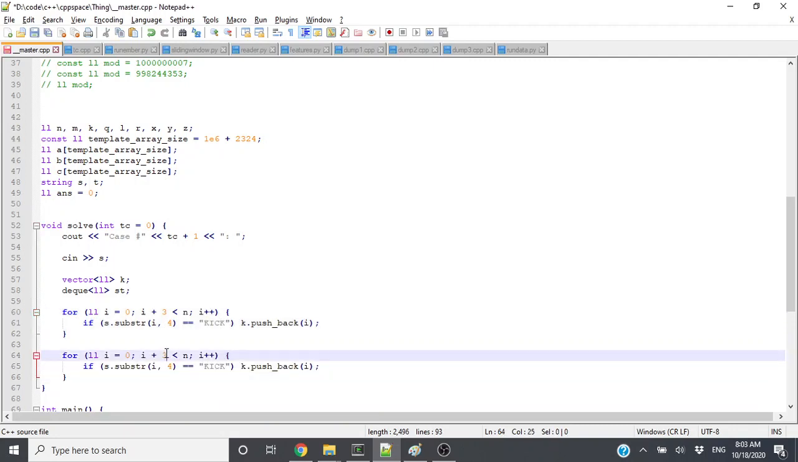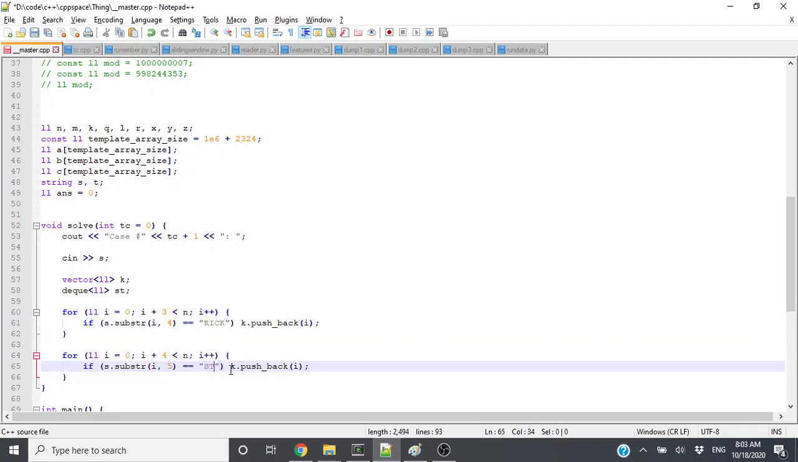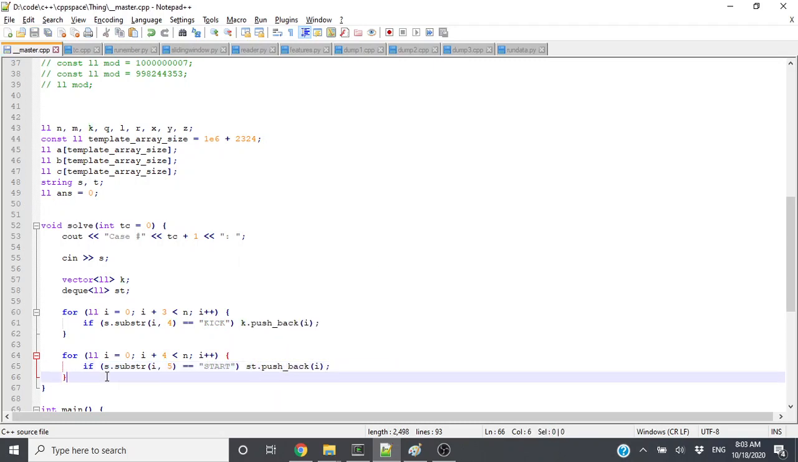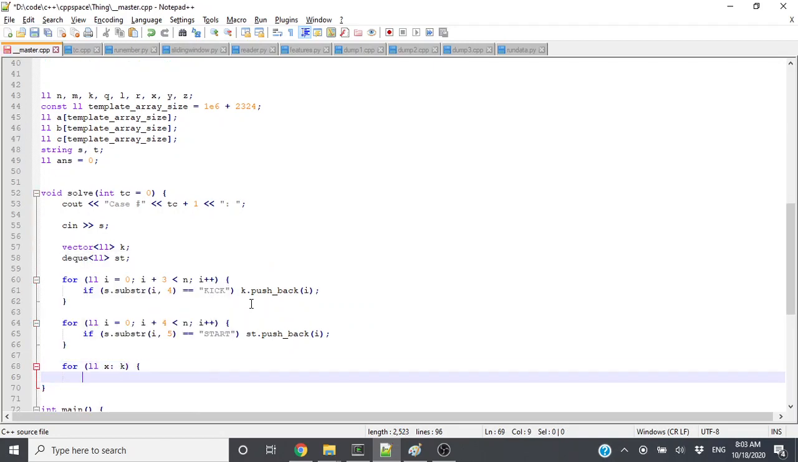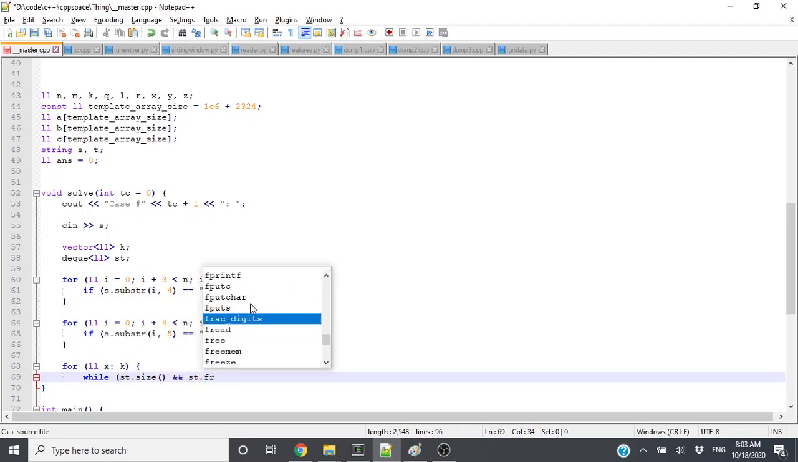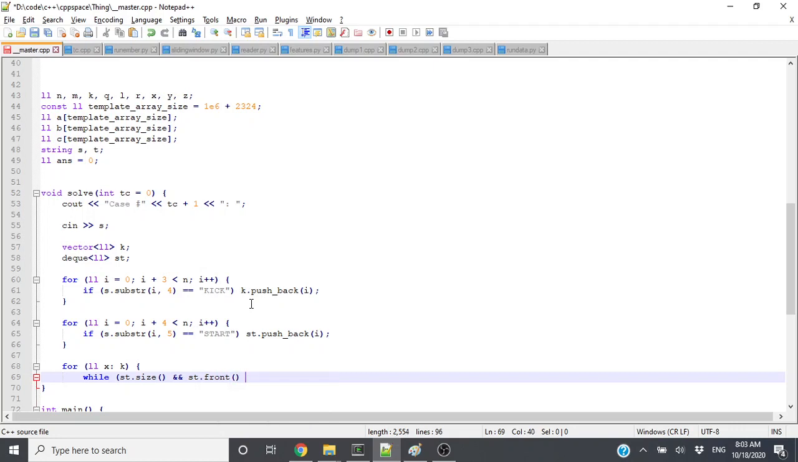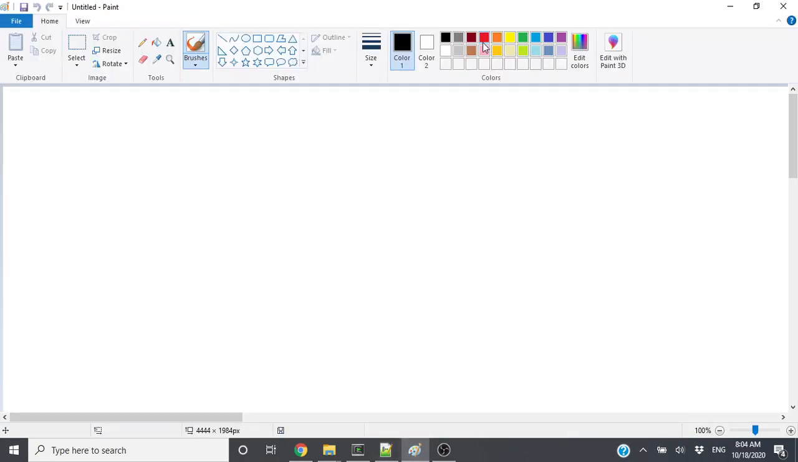And then we just do the same thing. If this is equal to start, I'm using a deck here so we can easily do this. So then essentially we're keeping something like this. Say the positions are like this, even though it doesn't really make sense in the problem's context. 2, 6, and like 9 or something.